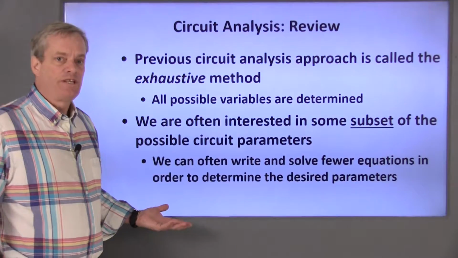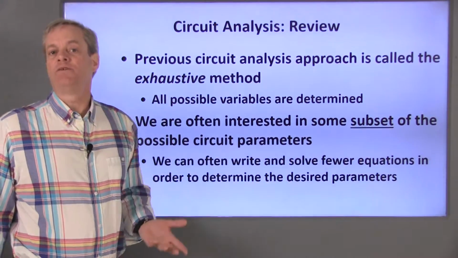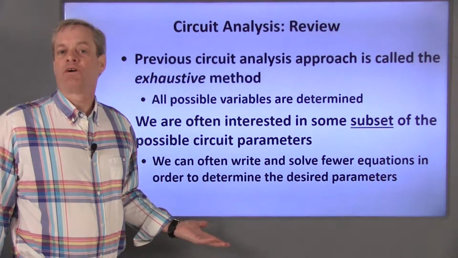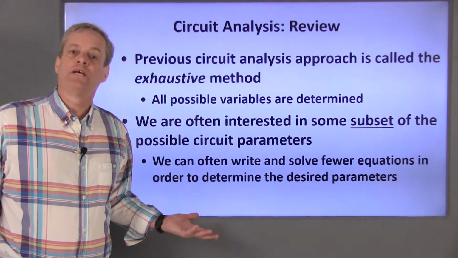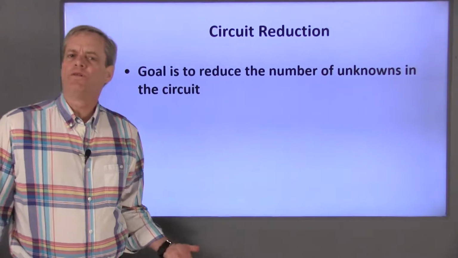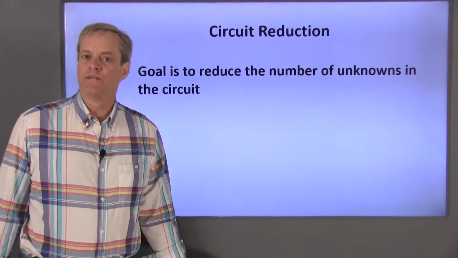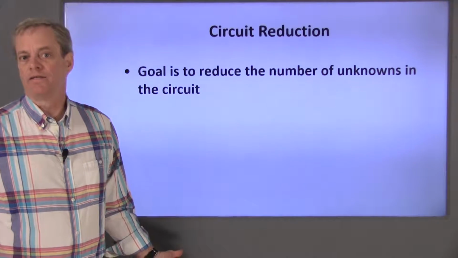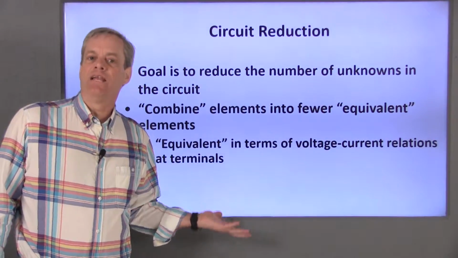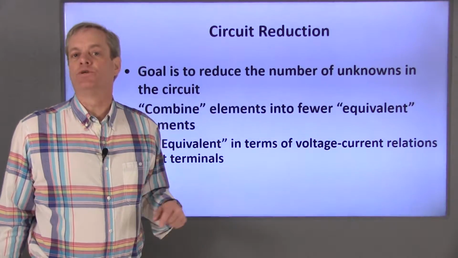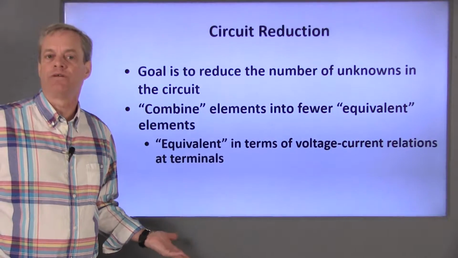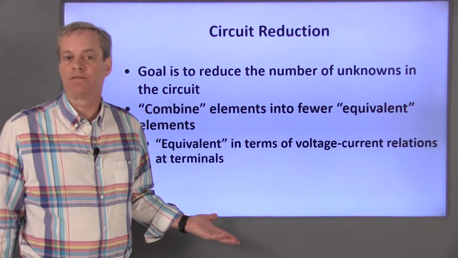If we're only interested in a few variables, it would be nice if we could write and solve fewer equations and determine just the variables we need to know. One such shortcut approach is circuit reduction. The goal of circuit reduction is to reduce the number of equations that we need to write and solve. The basic idea is that we're going to reduce the number of elements in the circuit by combining multiple circuit elements into a single element with the same voltage current characteristic as the original elements.